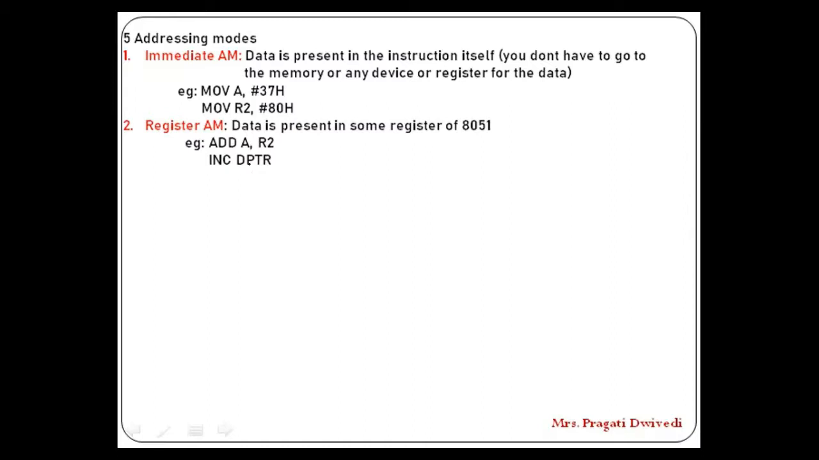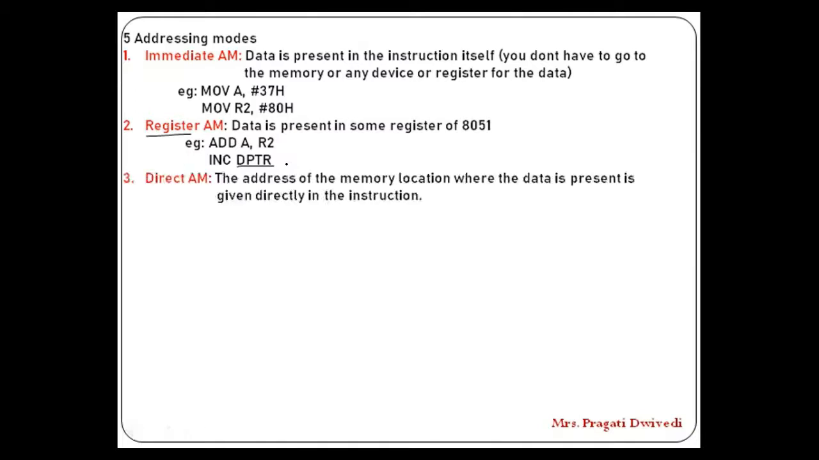So why do we say it is a register addressing mode example? Because the data on which you want to perform the operation is present in the register. So this is a register, you have to go to that register and whatever operation you have to do, what is important is that the data on which you are performing the operation must be in some register.